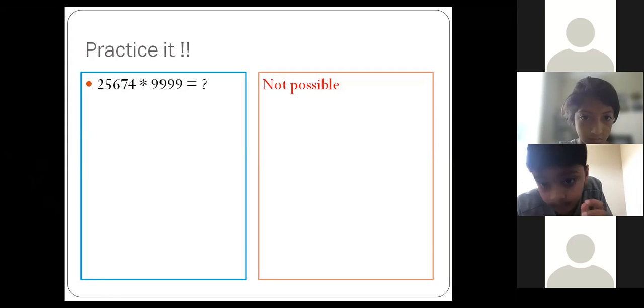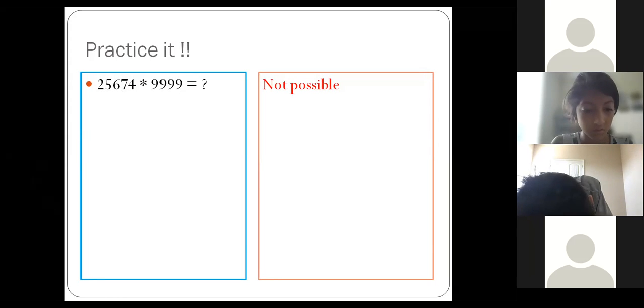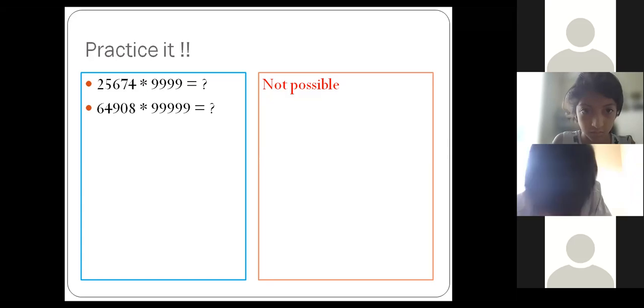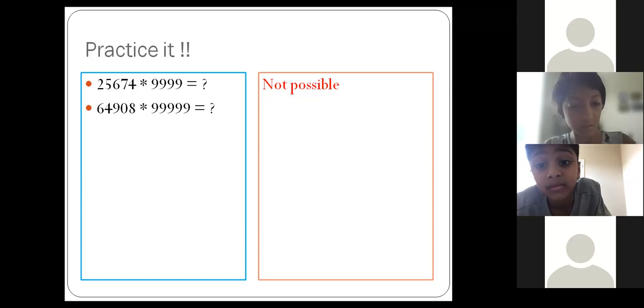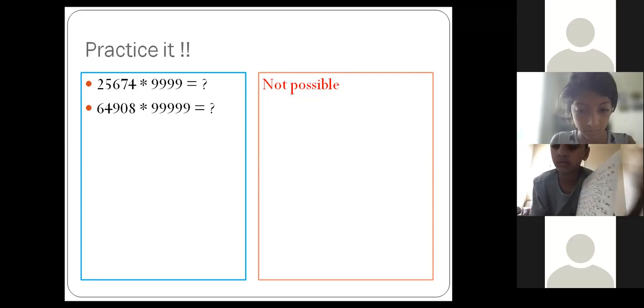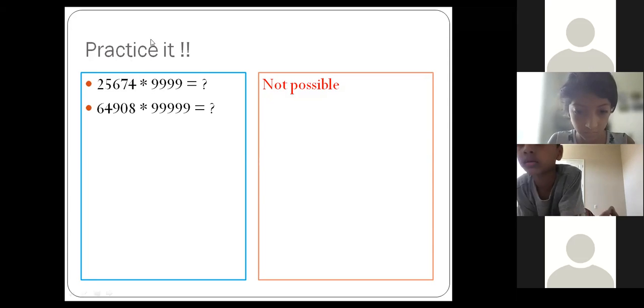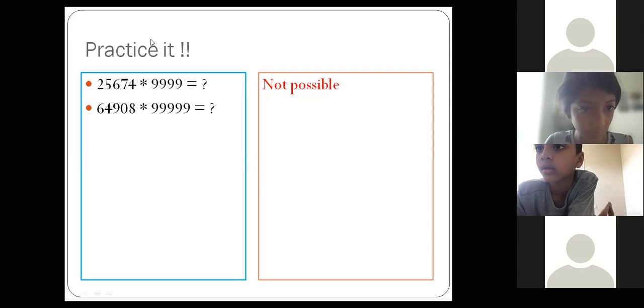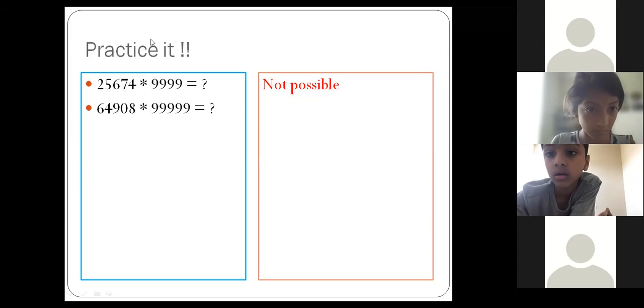You will require another formula to solve such a case. Okay. Very good. Let's do this. 64908 multiplied by 5 nines, 99,999, right? So write the answer in the chat box. It is possible using Nikhilam Sutra, right? Because both are having the same number of digits, five digits. So write the answer in the chat box for the next problem.